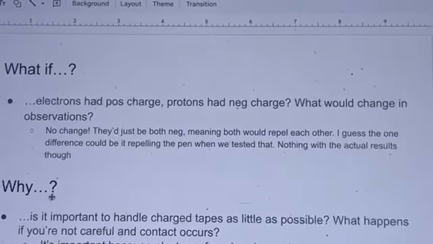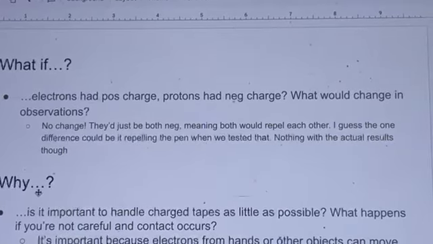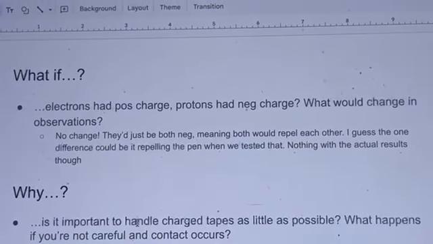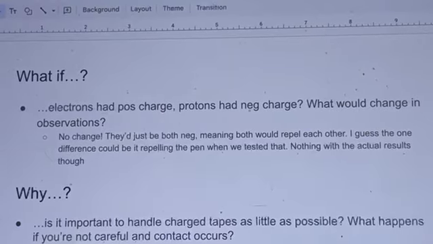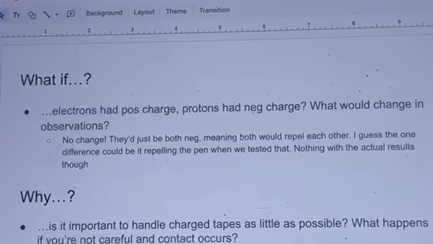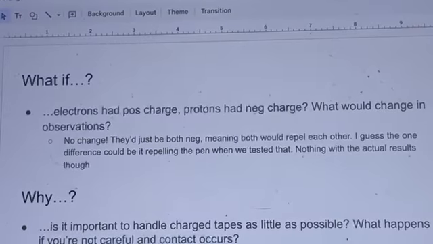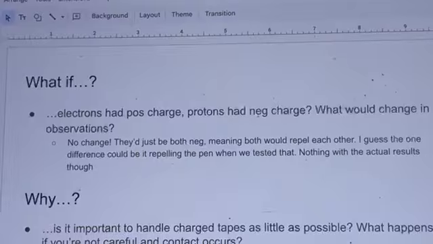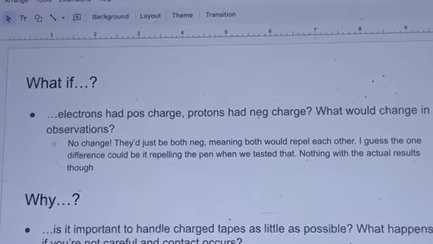Is it important to handle them as little as possible? And what happens if you're not careful and the contact occurs? It's definitely important because the electrons from your hands or other objects can move onto the tape, and this will effectively neutralize it and make it not repel as well, and invalidate your results.